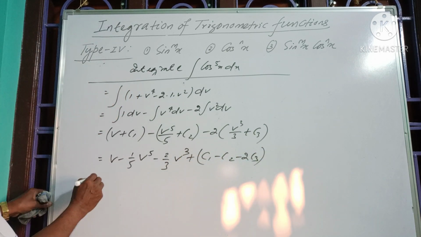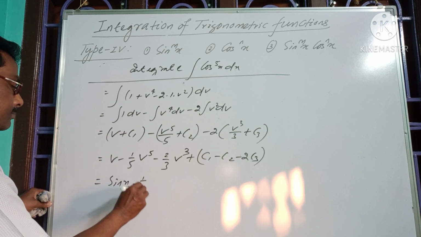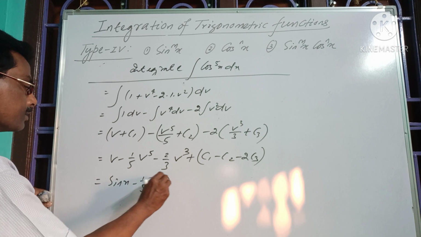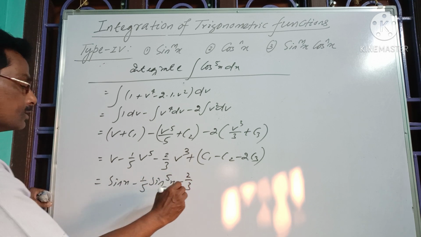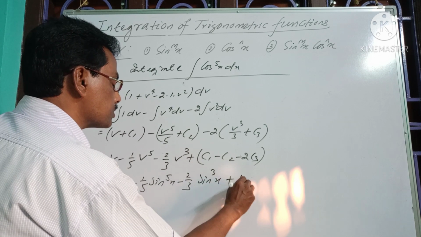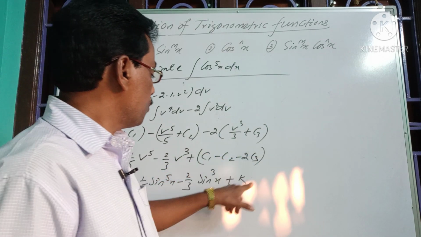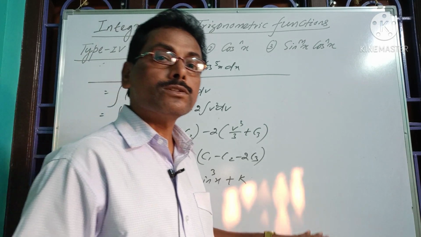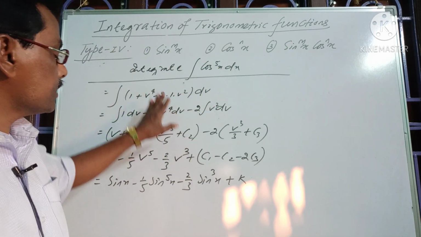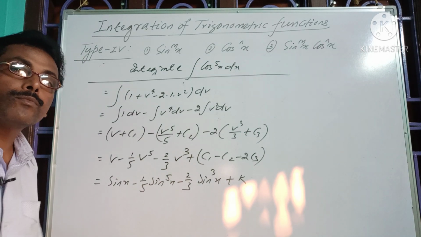So again replacing v as sin x, we have sin x minus 1 by 5 into sin to the power 5 x minus 2 by 3 into sin to the power 3 x plus k as a constant of integration in place of c1 minus c2 minus 2c3, where k is the final constant of integration. So in this process, we completed the integration of the given integrand. So integration is over now.